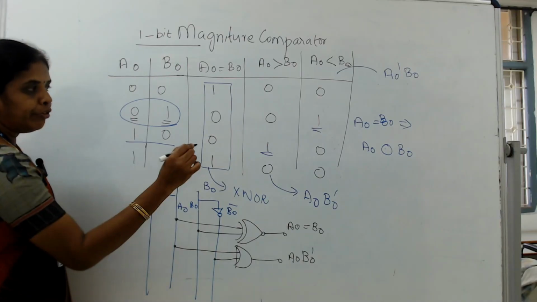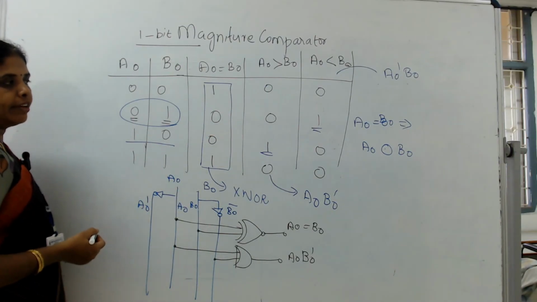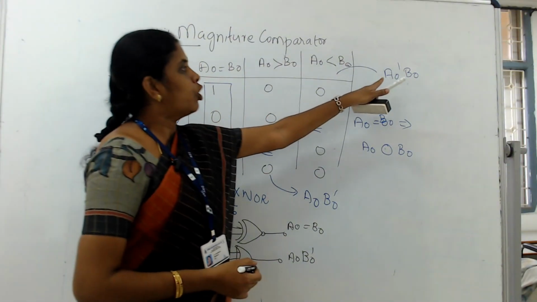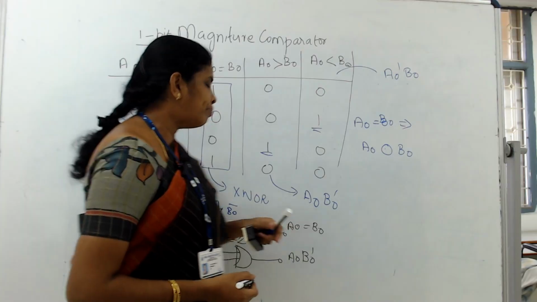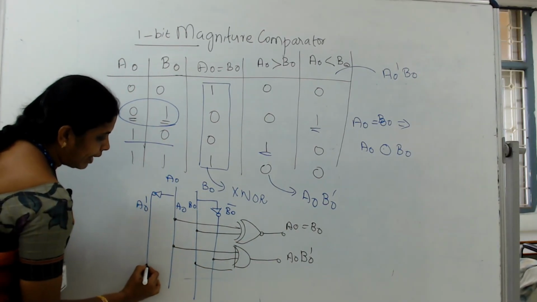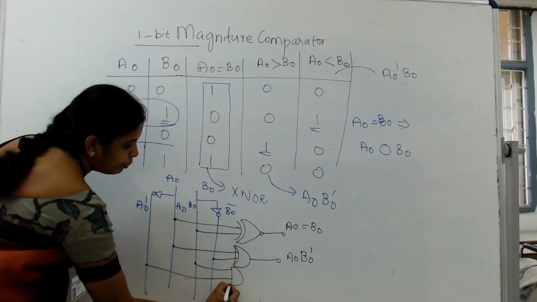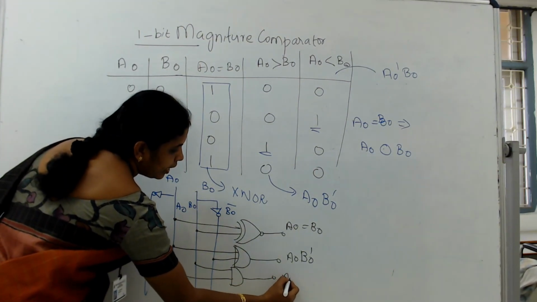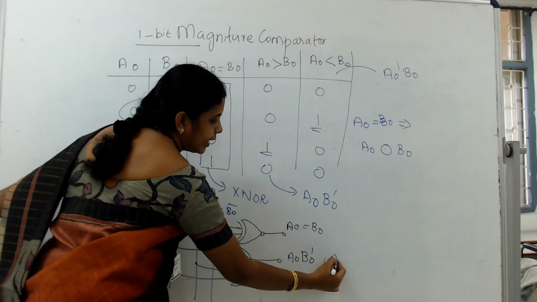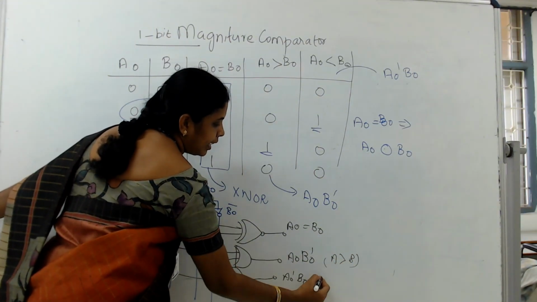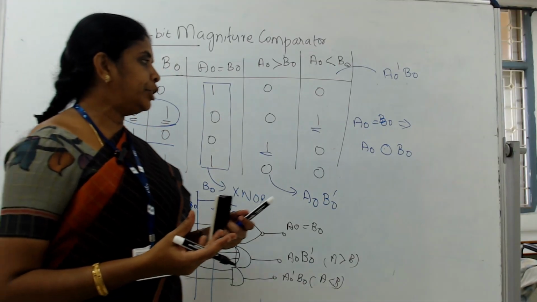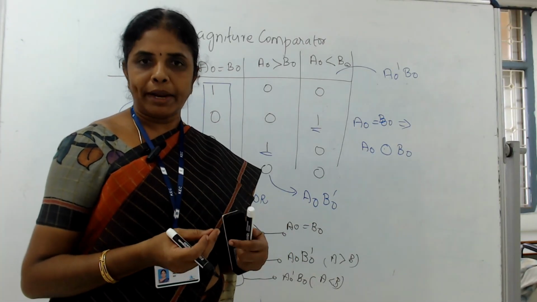Similarly, for the logic design of A less than B, I have to take the complement value of A and the true value of B. Putting them through an AND gate, the output is A naught bar into B naught. So this represents A greater than B and similarly this represents A less than B. I hope everybody understands what a 1-bit magnitude comparator is.